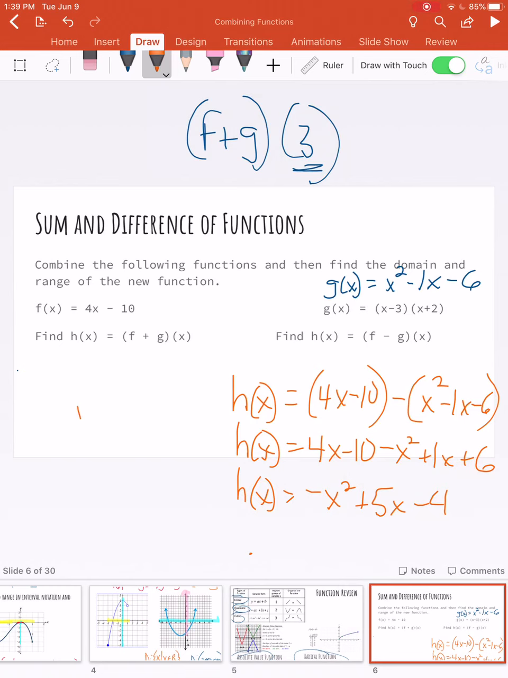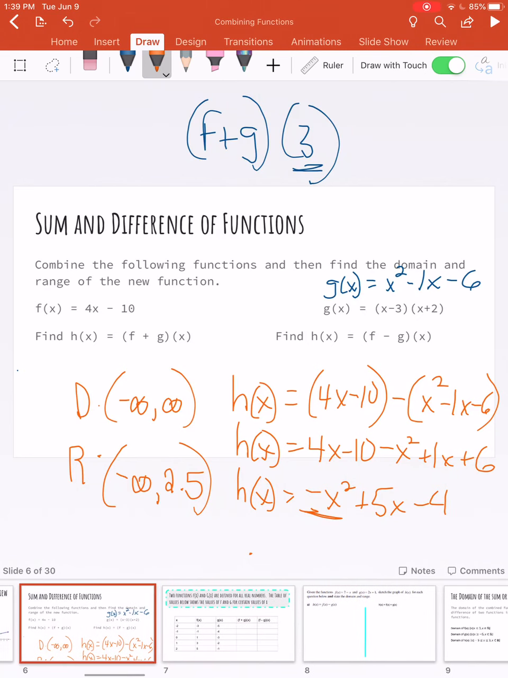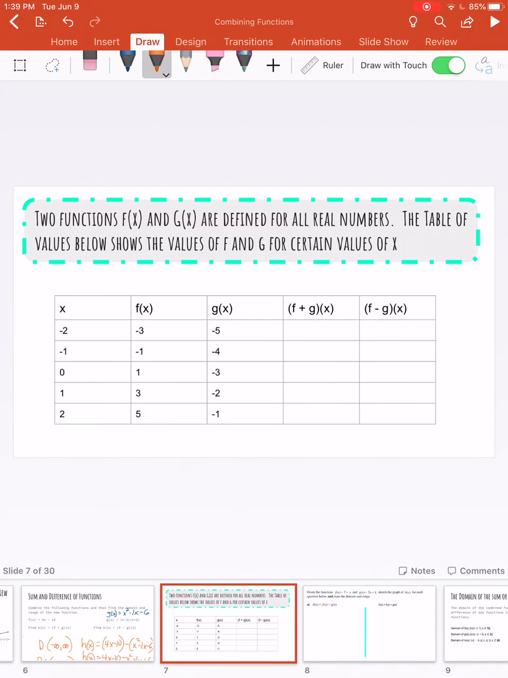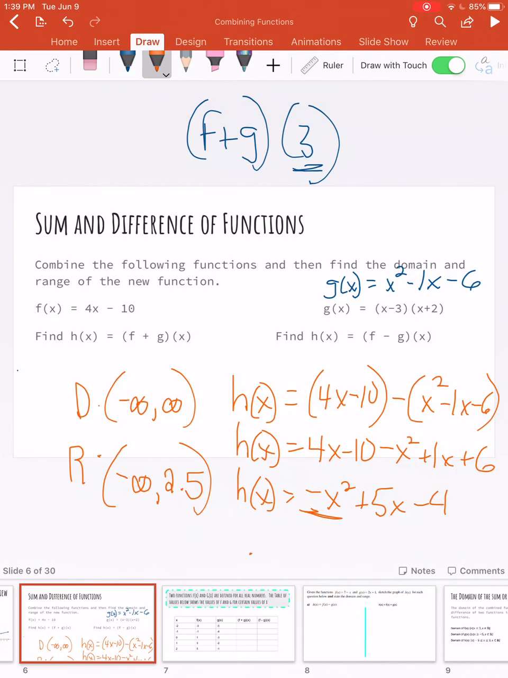Okay, and then if you graph it, your domain would be negative infinity to positive infinity, because once again, this is a quadratic. But then your range would be negative infinity to positive 2.5. Because we have a negative a value, the graph will open downwards, which means we will have a maximum point there. Okay, so when you're adding or subtracting functions, sometimes you'll be asked to add and subtract the functions given two equations, and then you'll use some algebra.